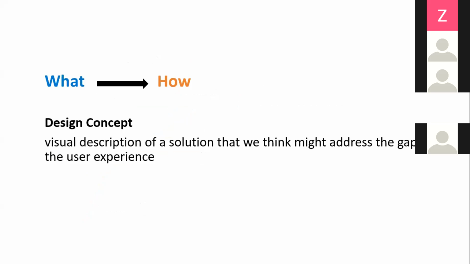And now we know what, and now we go to how. So we know what is to be done, and now we go to how it is to be done. So then we come to the design concept. Design concept is usually when we start to work on our paper, on our table, and we come up with some kind of a visual description of the solution that we are working on.